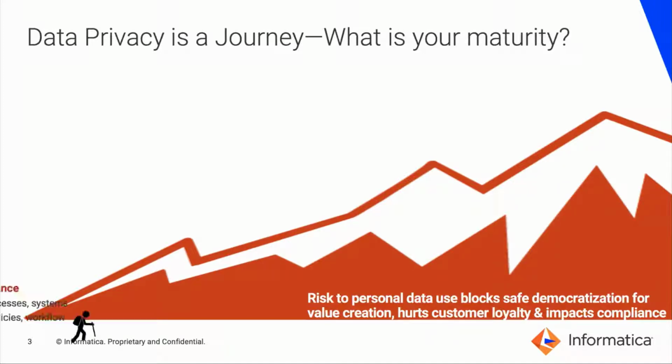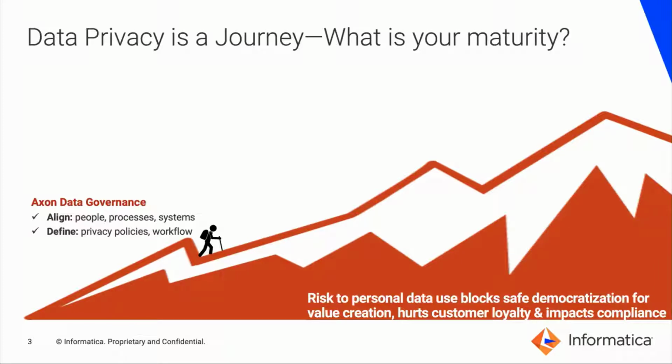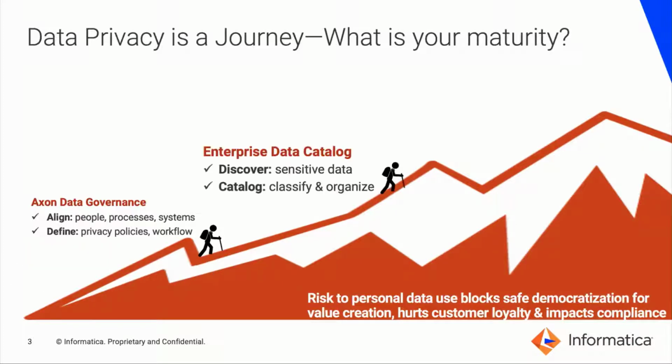If you look at that, data privacy is basically a journey, and the governance and privacy journey might start with Axon, where you are aligning the people, process, and systems together, and then defining policies and workflow so that you can get the collaboration going. You can capture the tacit knowledge which is in people's minds. But you don't stop there. You want to automate all that and have an enterprise-wide discovery of not only sensitive data, but all the data, catalog that and organize that so that you can match the business view of the enterprise with the physical view of the enterprise, right? And a lot of customers are on this journey.